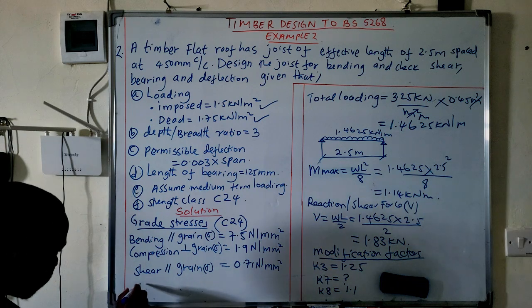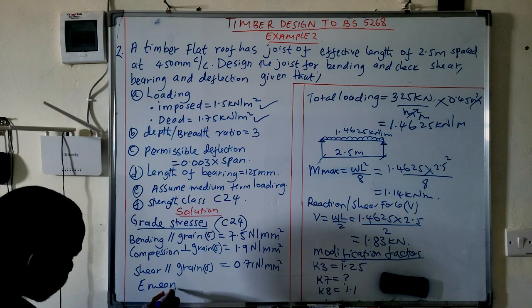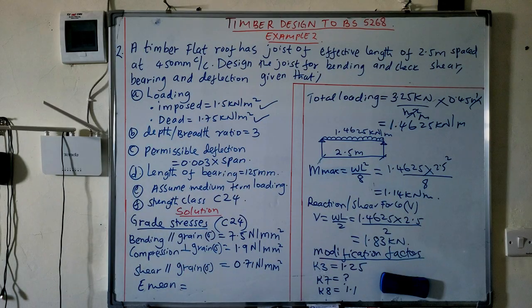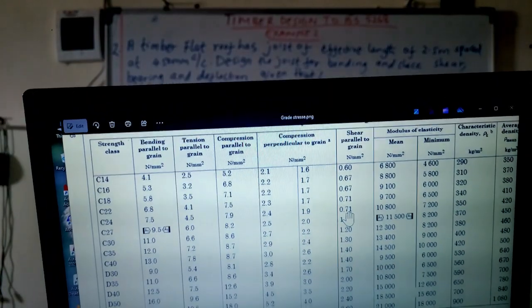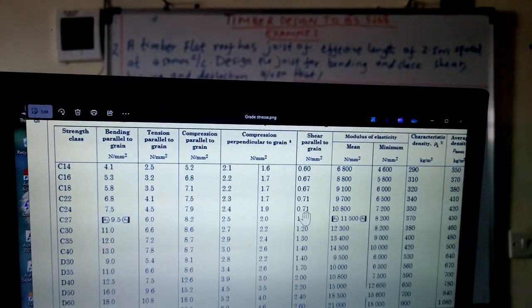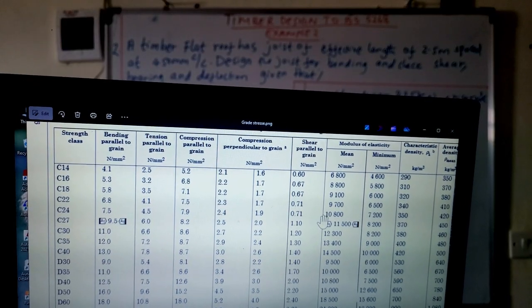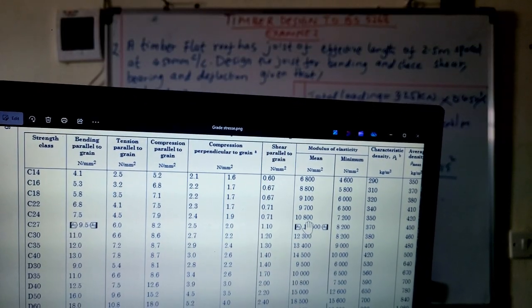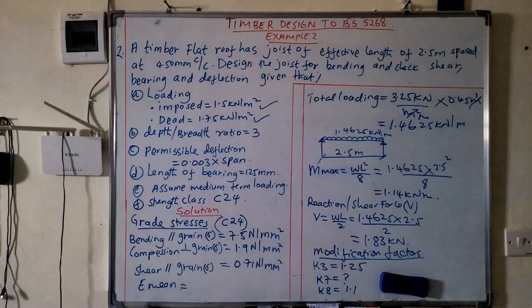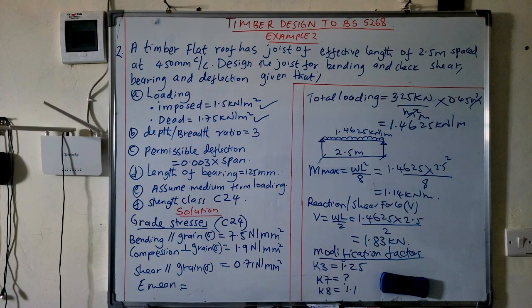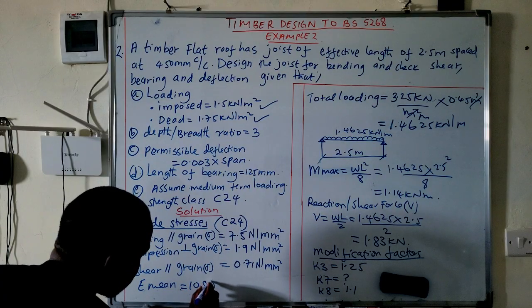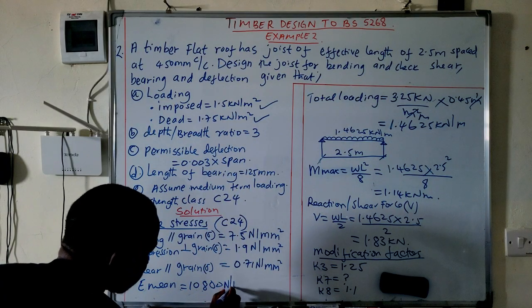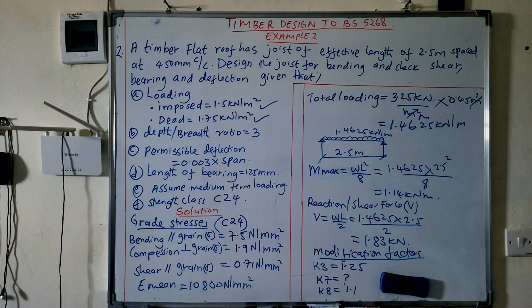The final one is E mean. This one will be used for calculating the deflection value. So E mean, you'll again come here and select your E mean. So your E mean is 10,800. As you can see where that hand is, 10,800 Newton per millimeter square, like that.